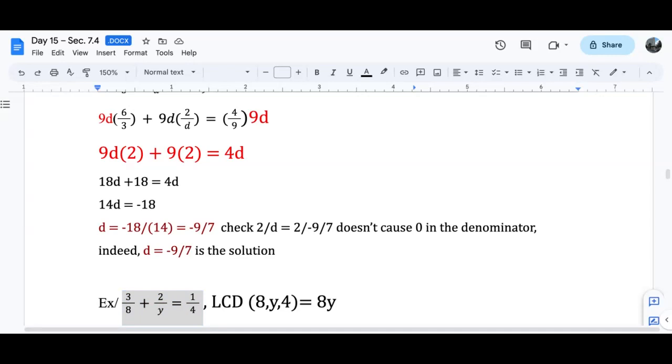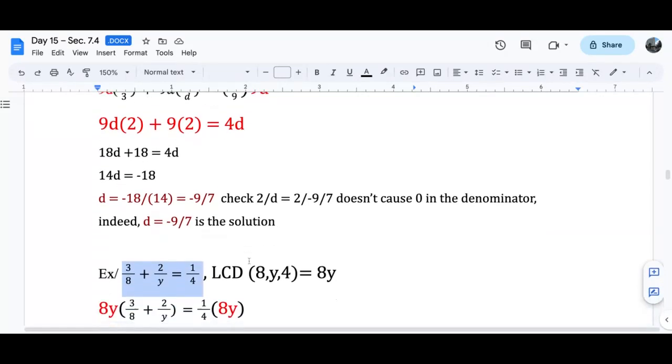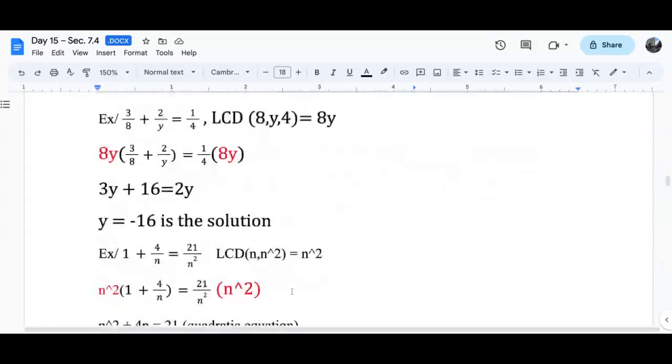Okay, let's see the answer. Yeah, negative 16. Negative 16? Yeah, negative 16. Okay, anyone else? It is negative 16, right? You could just plug in. If y equals negative 16, so 2 over negative 16, that's negative 1/8. 3/8 minus 1/8, that's 2/8. 2/8, it is 1/4. Great, good job.